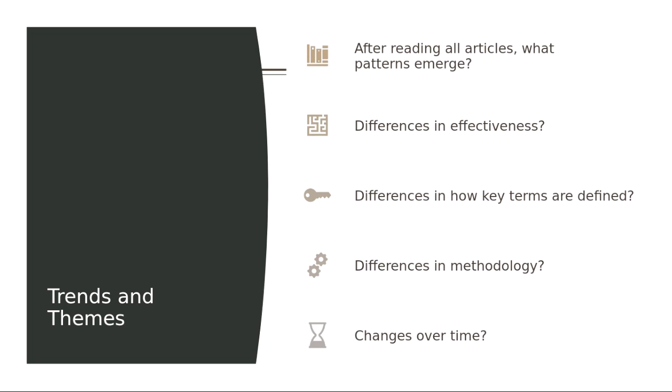Or what about changes over time? What about maybe 20 years ago in 2000, aversion therapy seemed to be effective for smoking cessation, but over time, as the research gets more recent, it seems to be less effective. So again, read all your articles, see what patterns, contradictions, themes emerge after you've read all of your articles.